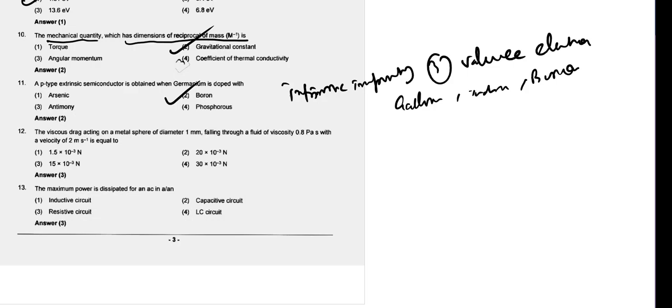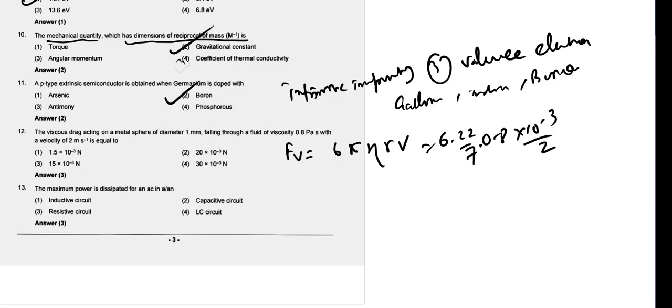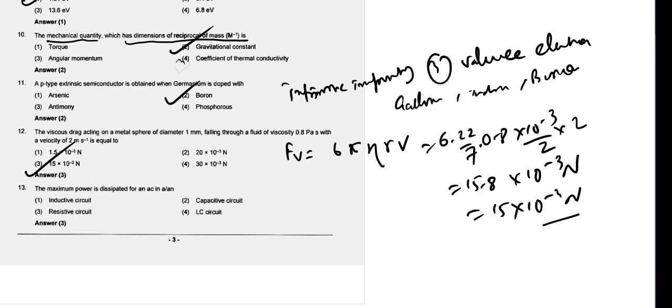Next, 12. The viscous drag acting on a metal sphere of diameter 1 mm falling through a fluid of viscosity 0.8. So here, the viscous drag acting on a sphere is given by Fv equals 6πηrv, into 2, so 15.8 into 10 to the power minus 3 N, so 15 into 10 to the power minus 3. So answer number 3 is the closest here.